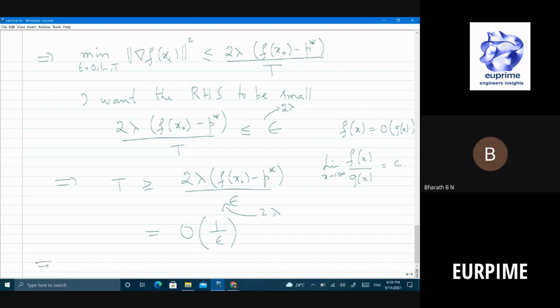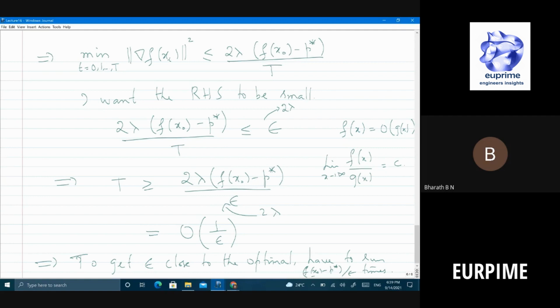So in other words, what is this saying? If you want to get epsilon close to the optimum, you have to run order of 1 by epsilon times. To be very precise, f of x naught minus p star divided by epsilon times, right? So this completes the story. That means I'm epsilon close to the optimum if I run order of 1 by epsilon times.